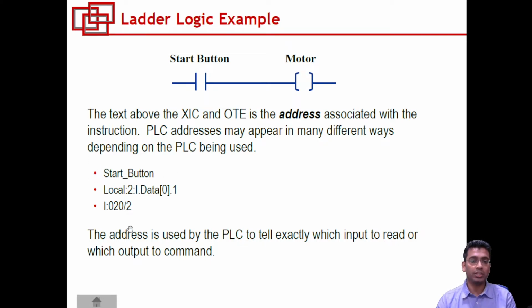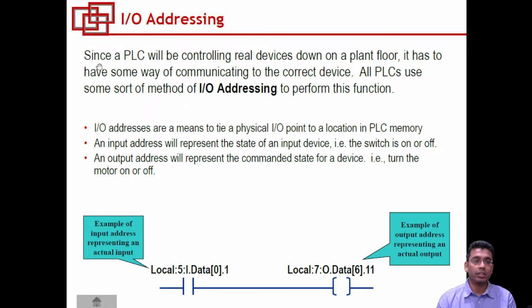So I'm just referring that these addresses are used by the PLC to tell exactly which input to read or which output to command, depending upon your ladder logic. That is why all these XICs and all these OTs, your output energized functions, need to have an address. Fine. Now, since a PLC will be controlling real-time devices on the plant floor, it has to have some way of communicating to the correct devices.